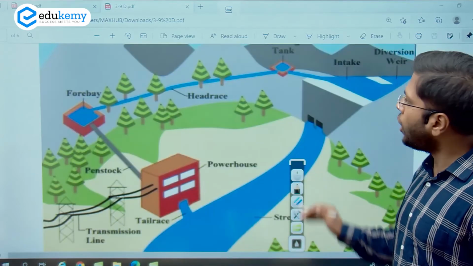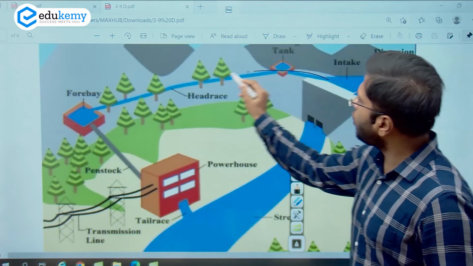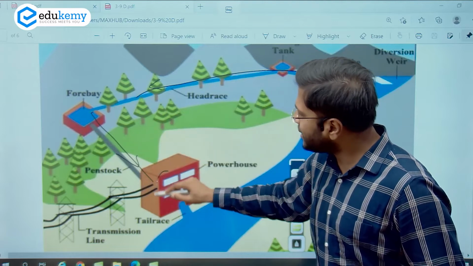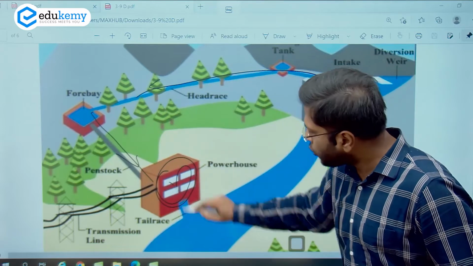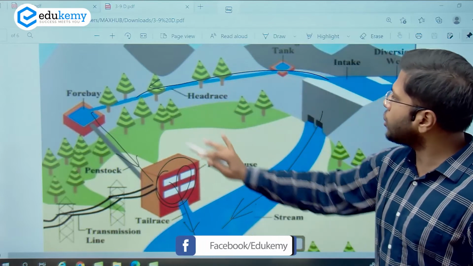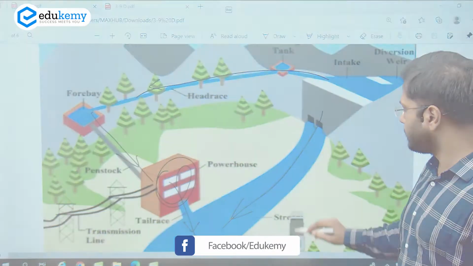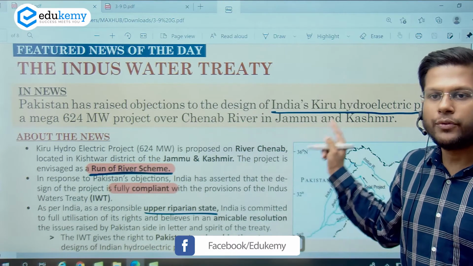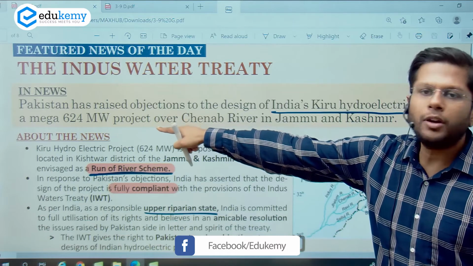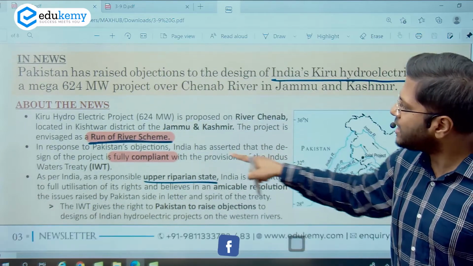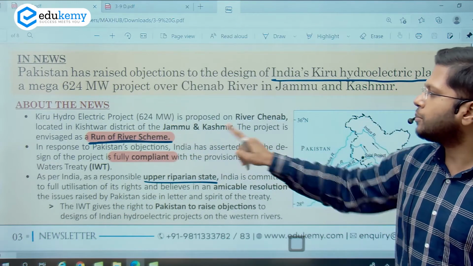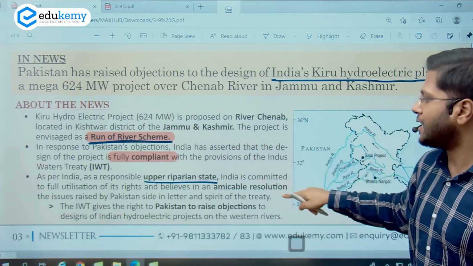This is the image of a run of the river project. A small amount of water is diverted at height so that later it is utilized for running the turbine in the main system, and after that water is let out and it joins the mainstream. Therefore, there is no storage of water in this kind of project. Getting back to the article in news, we are talking about the Kiru hydroelectric project over Chenab, which is for 624 megawatt capacity, right? India is fully compliant to the terms of the Indus Water Treaty. However, Pakistan has got objections on this run of the river project as well, right?